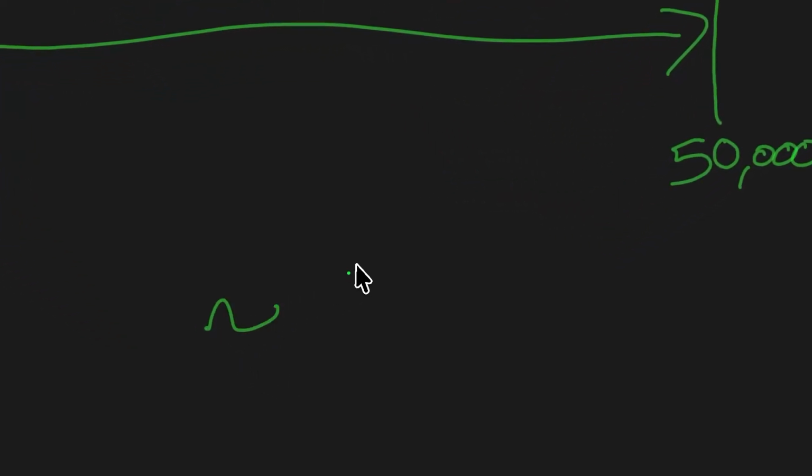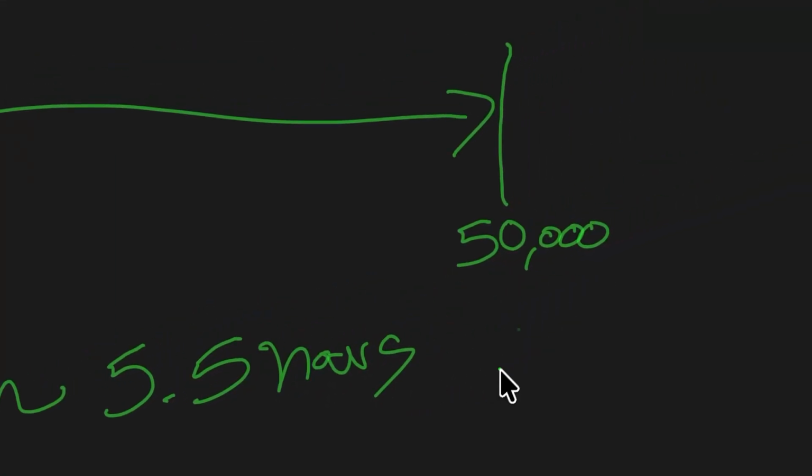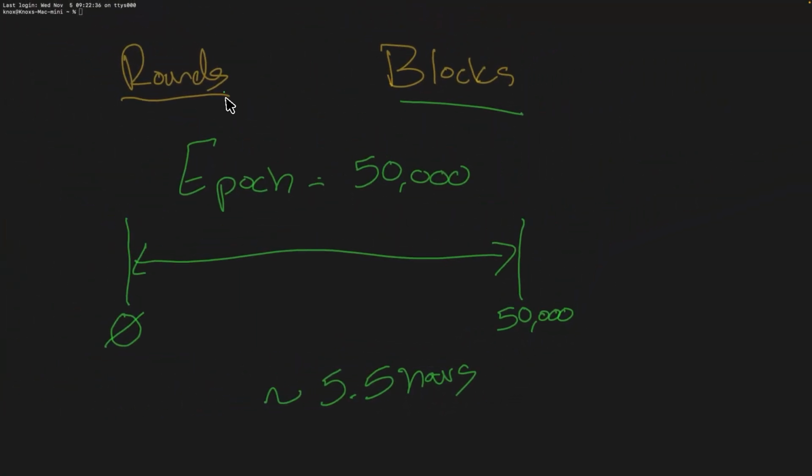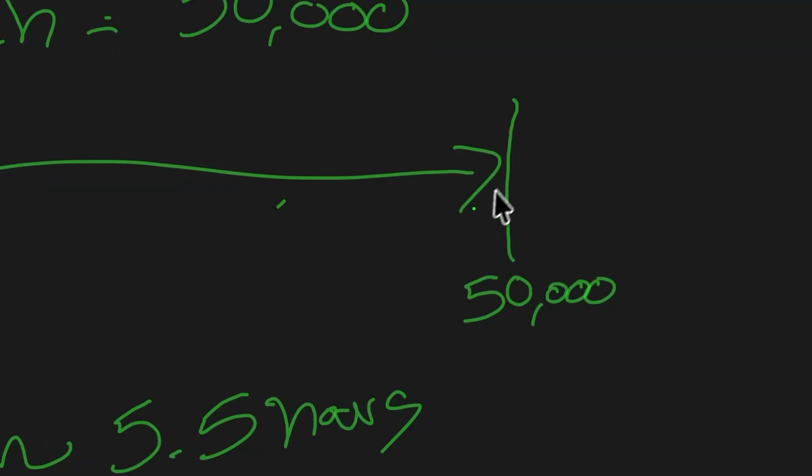Right now, this lasts roughly 5.5 hours. I'll put hours right there. But obviously, if more validators were offline and missing their rounds, blocks won't be created as quickly and epochs will take longer.